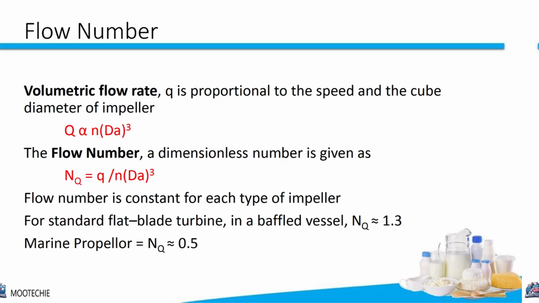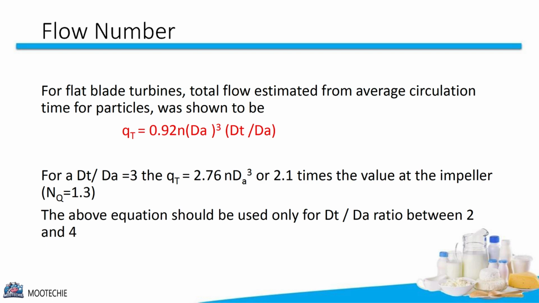For flat blade turbines, the total flow in the tank Qt can be estimated as 0.92 times n times dA cubed times the ratio of tank diameter to impeller diameter dt divided by dA. This equation is best used when the dt divided by dA ratio is between 2 and 4.